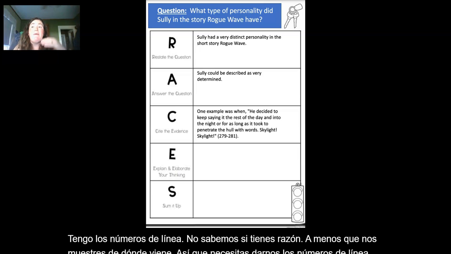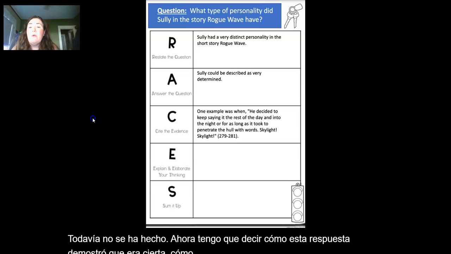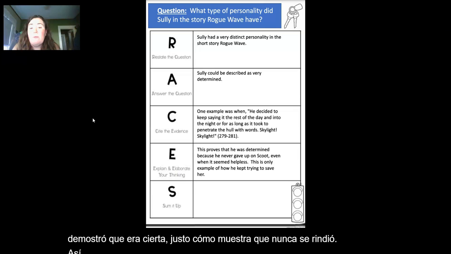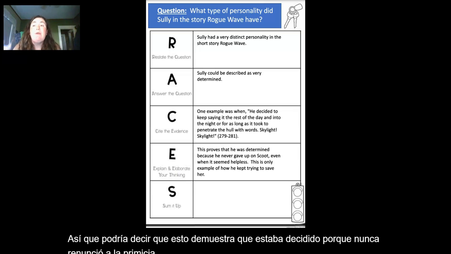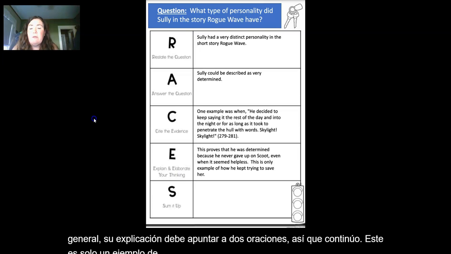Still not done yet. Now I have to say how this answer proved it true, right? How it shows he never gave up. So I might say this proves that he was determined because he never gave up on Scoot, even when it seemed helpless. Your explanation, you should aim for 2 sentences. So I continue with, this is only one example of how he kept trying to save her. And then we summarize it. We sum it all up.